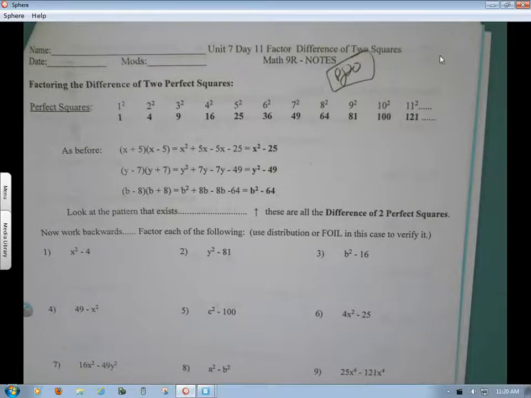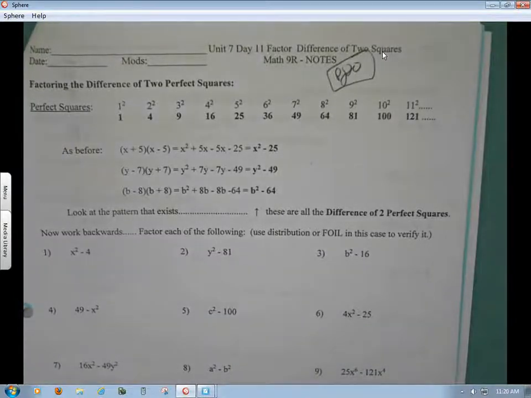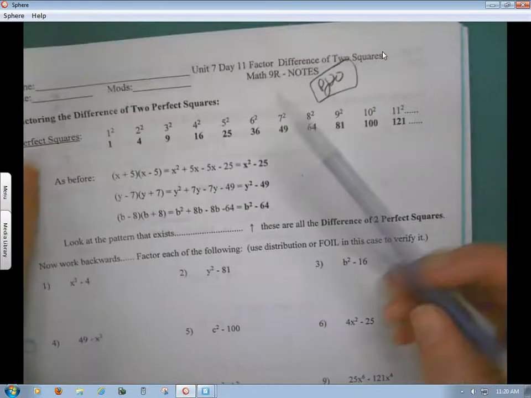Today I'm starting off in your polynomial packet on page 20, talking about the factoring of the difference of two squares. We do these separate because they follow a nice little pattern, and if you can recognize the pattern, it makes your life a little easier. So first, review of what a perfect square is.